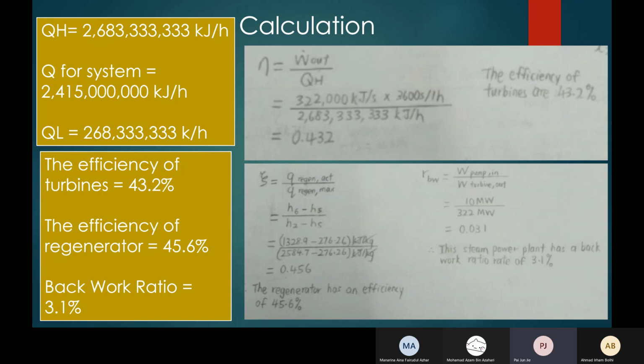Next slide. From the calculation we get, the efficiency of the turbine is 43.2%. As we assume, 1 unit of turbine is able to generate 46 megawatt out of 50 megawatt. So we utilize 7 turbines. The efficiency of the regenerator is 45.6%, and the backward ratio we get is 3.1%. The backward ratio is relatively small, hence it is a good model of the steam power plant. Next, I will pass my part to Azam.